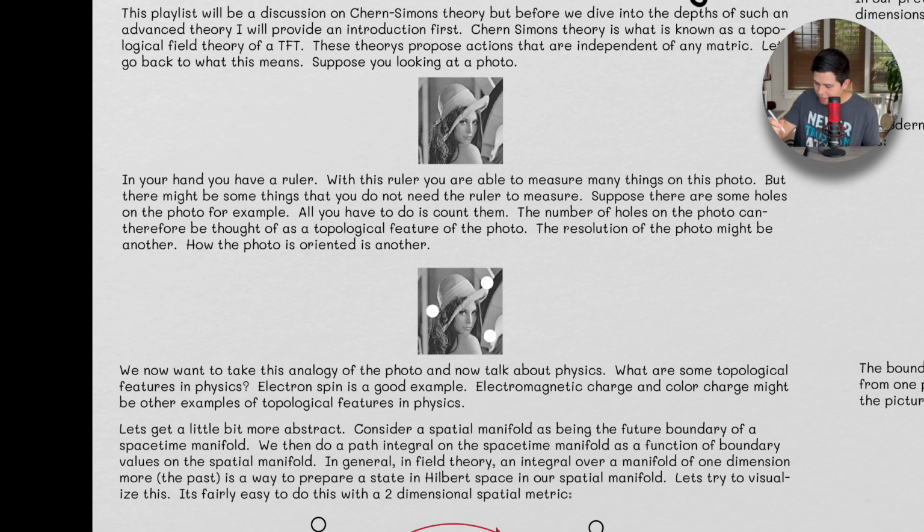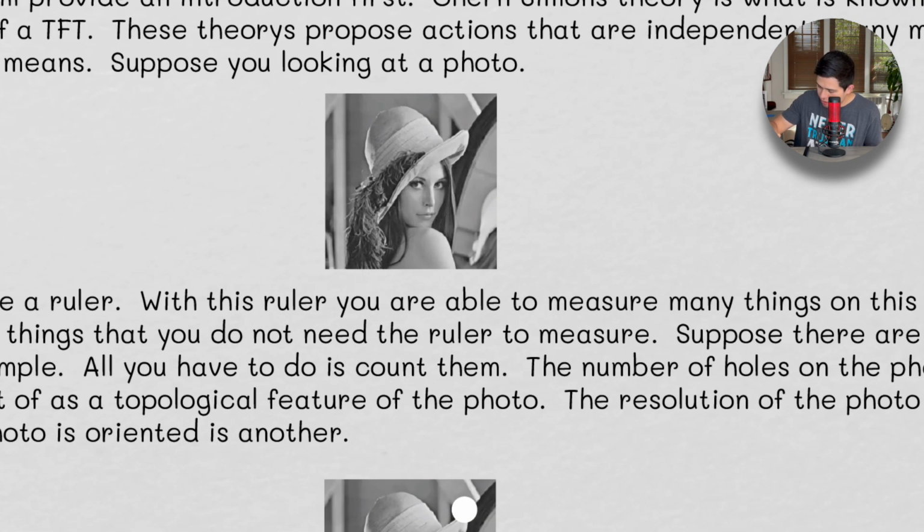So you can measure, say, the perimeter of her hat. You can measure the length of her nose. You can measure the curvature of her shoulder. All this sort of stuff depends on you having a ruler, putting that ruler on this photo and measuring these distances. These distances on this photo are metric dependent. It requires that you have a ruler to be able to measure these things.